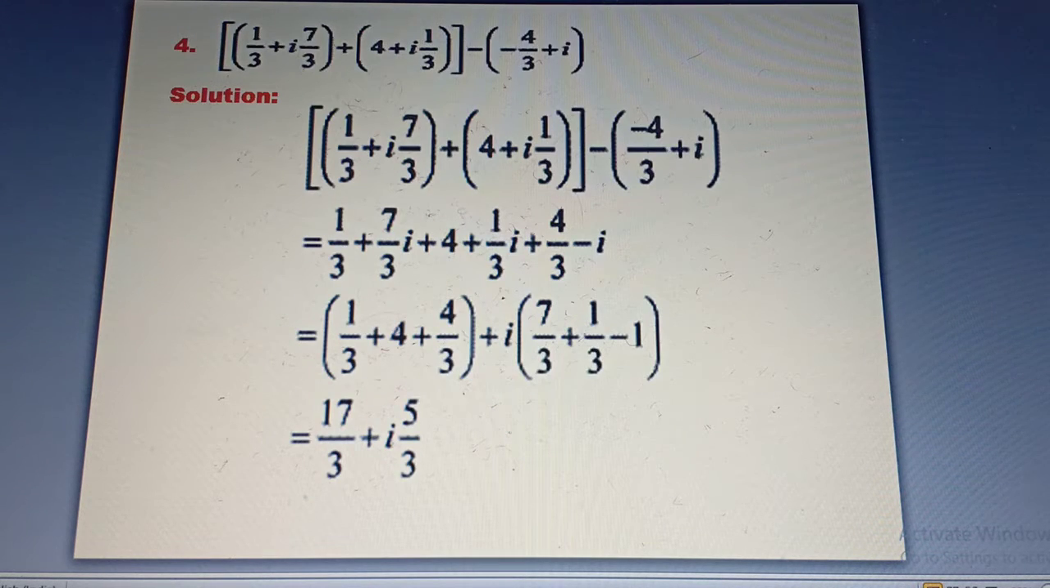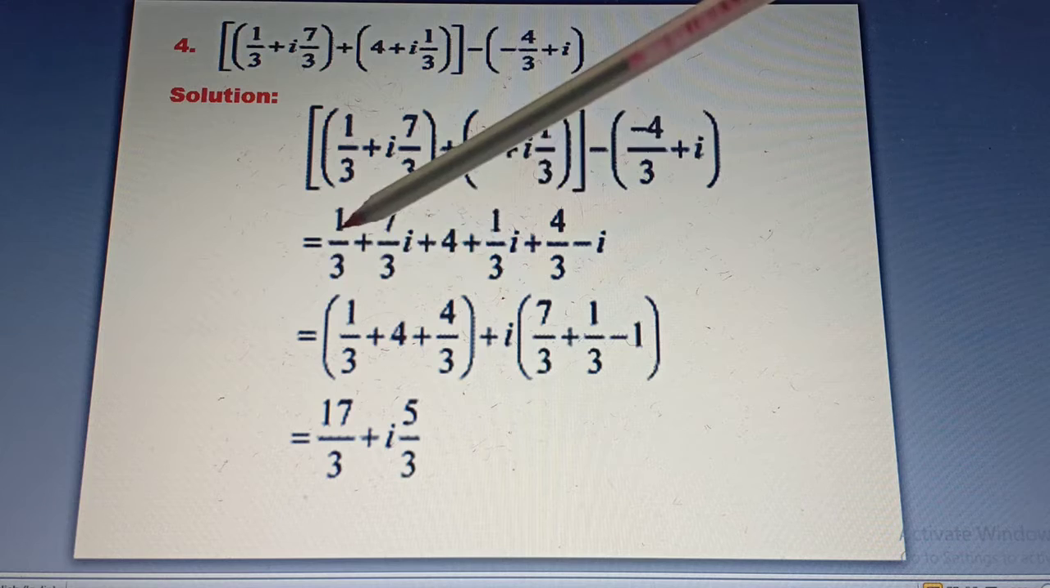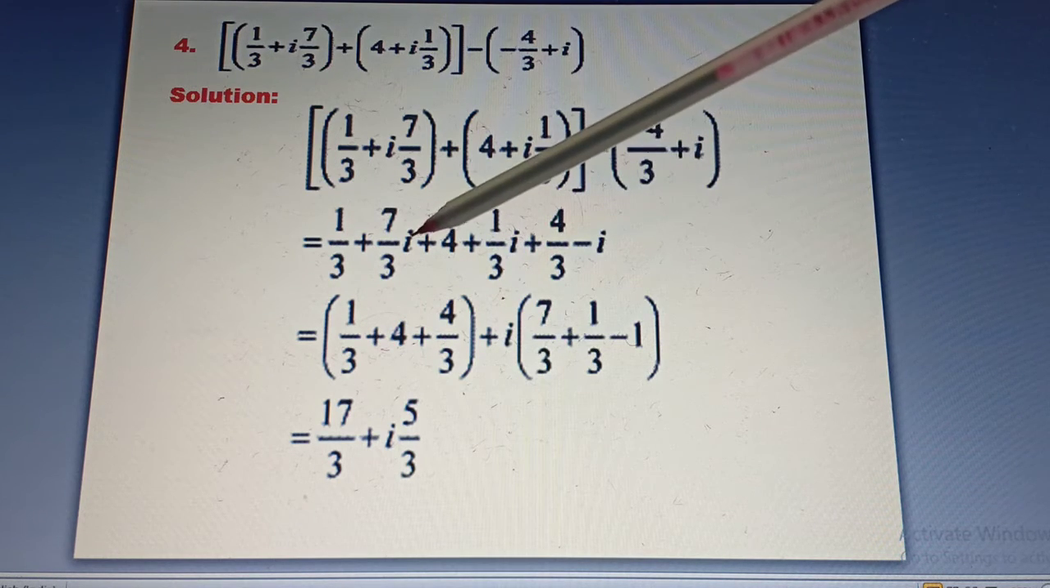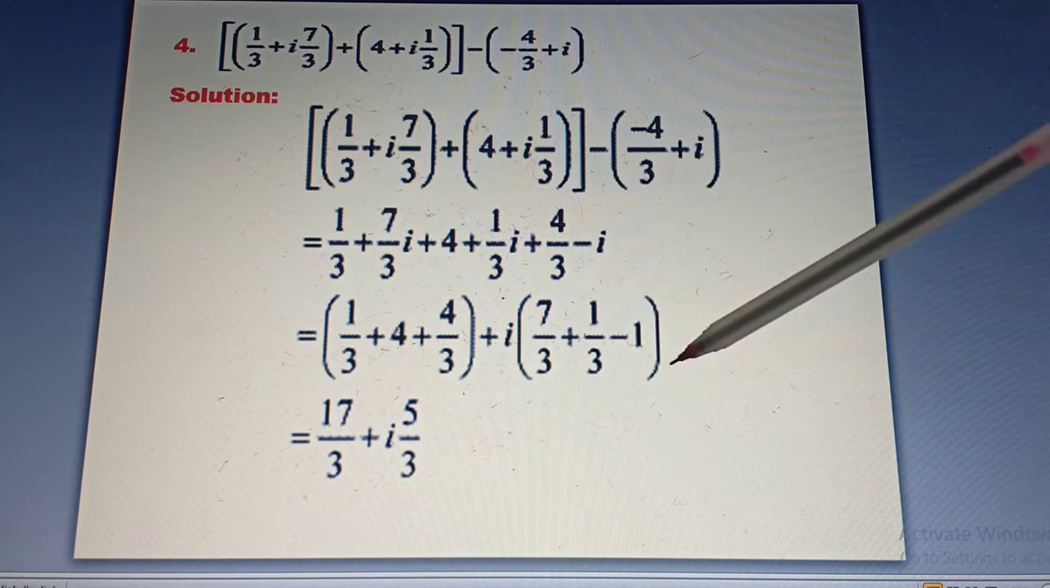Next question, similar type: we have to express this in the form of a plus ib. First we have to remove the bracket: 1 by 3 plus 7i by 3 plus 4 plus i by 3 minus plus 4 by 3 plus minus i. Here we write the real part first: 1 by 3 plus 4 by 3, plus i common, 7 by 3 plus 1 by 3 minus 1.